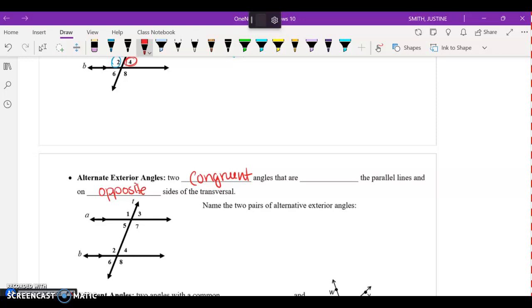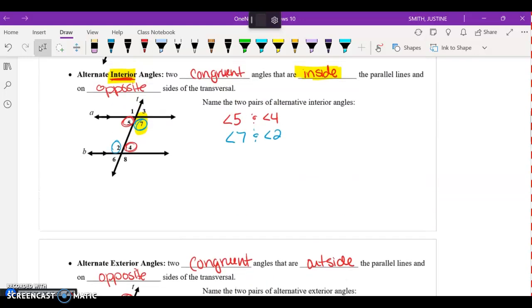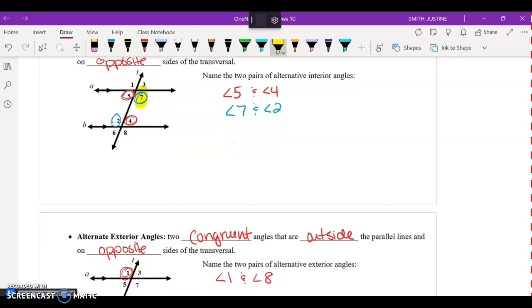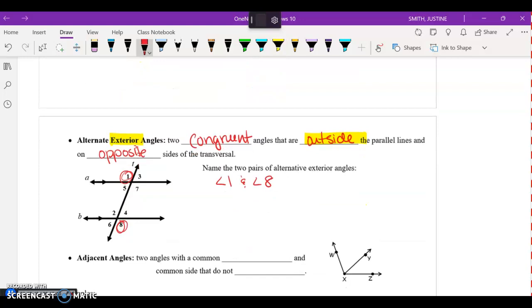Okay, so if I give you a pair here, like angle 1 and angle 8, see if you can guess. Two congruent angles that are blank the parallel lines. So alternate exterior, right? Exterior means that they're on the outside. Interior on the inside, exterior on the outside. The other pair of alternate exterior angles would be angle 6 and angle 3.